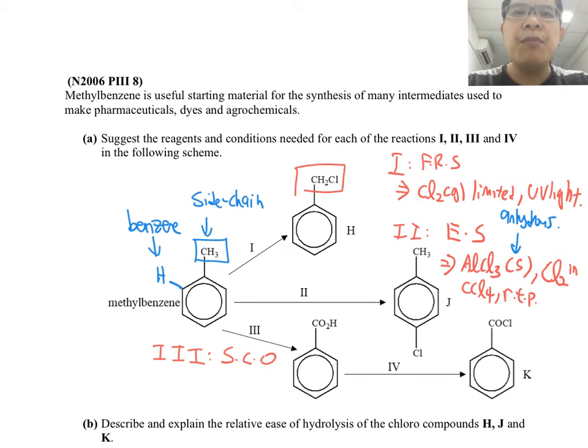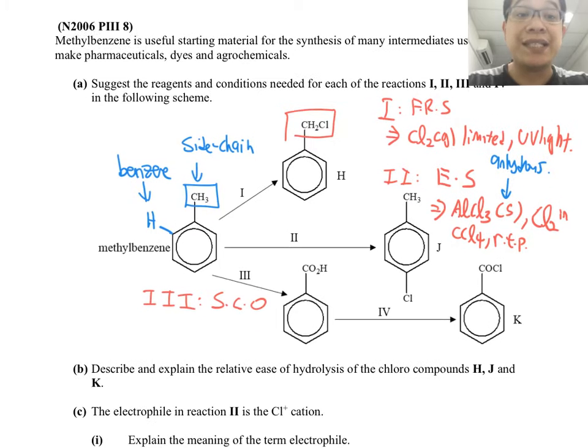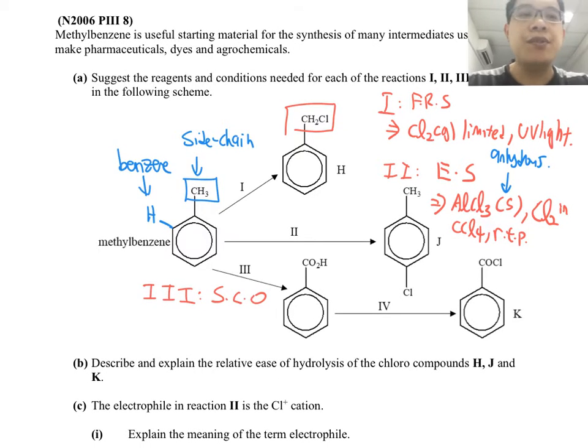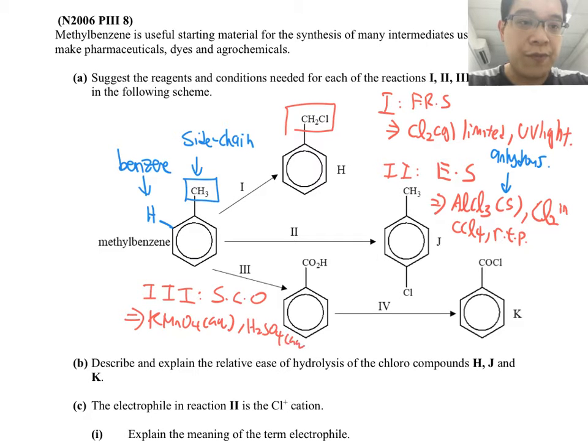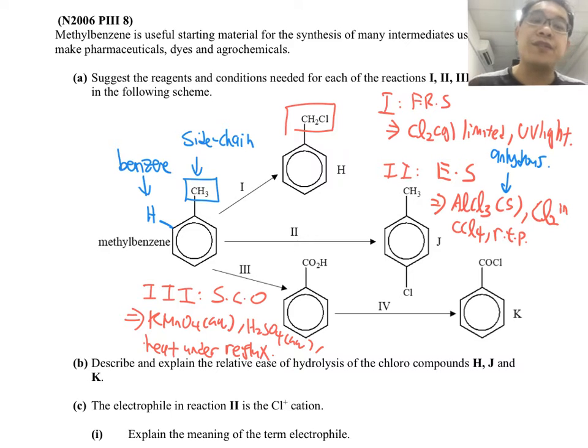Right now, one of the most frequently used common oxidizing agents is your KMnO4 aqueous. Of course, it's normally in the acidic version, so you must write down H2SO4 aqueous. Because you need to break the CH bond, which is not so easy to break as CH is very strong, you need heat under reflux. Alright, so this is the reaction for part 3.